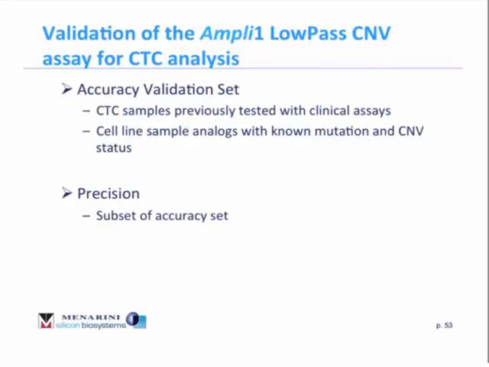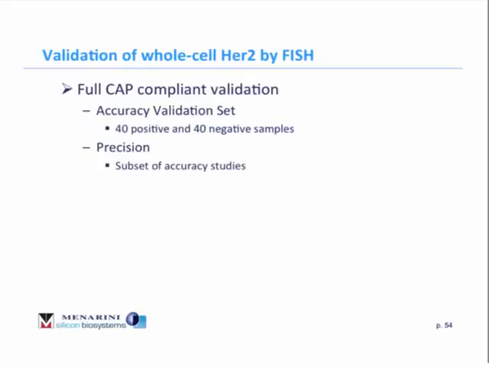Again, on our Ampli1 Low Pass copy number assay, the CTC samples, we've used previously tested CTCs that were previously tested using other technologies. And again, we have used spike sample analogs with known mutation and CNV status. And again, the results were concordant and as expected.